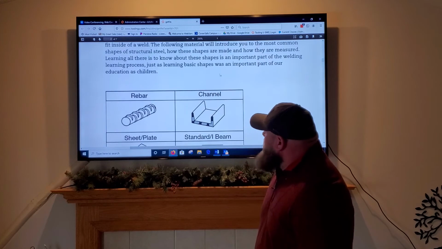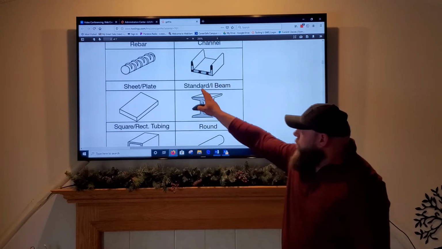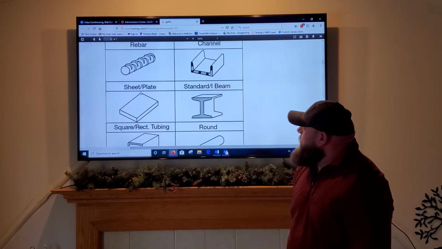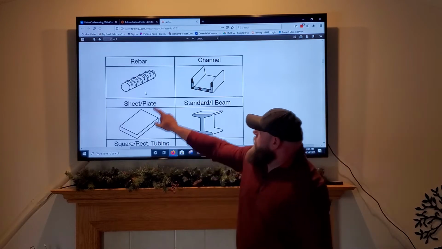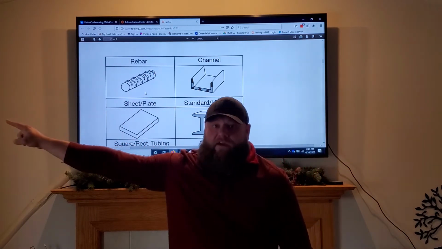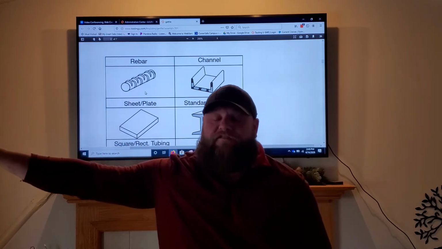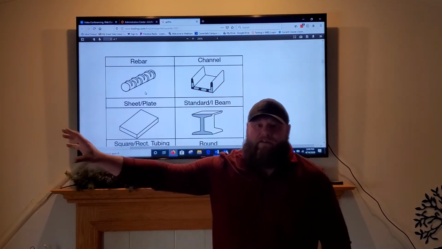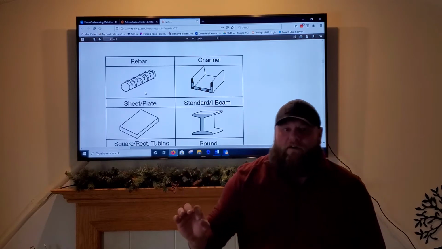So let's go over some of these basic shapes. Rebar. Now let me point this out. R-E-B-A-R. There is no B on the end of that. Drives me nuts when I hear young people say rebarb. It's not rebarb, it's rebar.